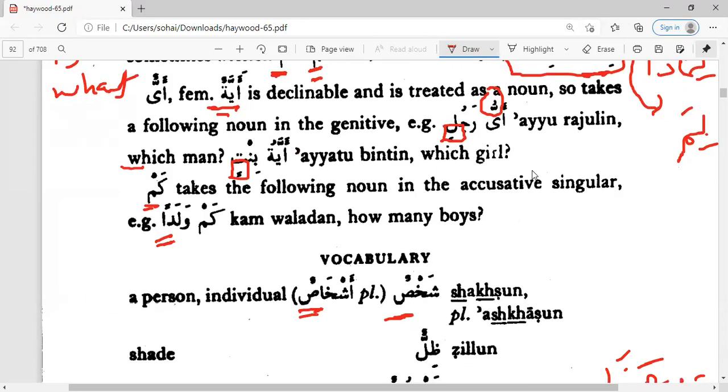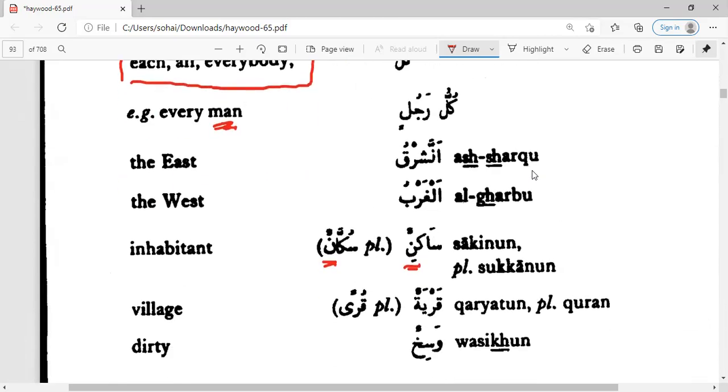and then if you go a bit at the bottom, it says that when come is used, the following noun, i.e. the noun afterwards, becomes accusative singular. So how many boys? How many boys is kam waladan? Kam comes how many, and then the next noun is not oladan, it's waladan. So it means how many boys. Okay. So similar things apply here.